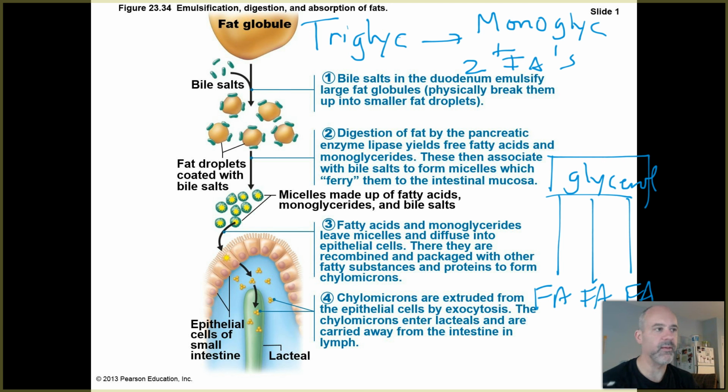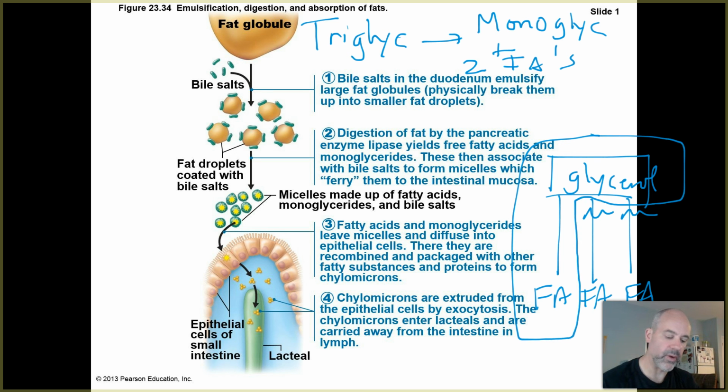So what the enzymes that digest your fats really do is they chop off 2 of those fatty acids, and that leaves you with 1 fatty acid connected to a glycerol. That is called a monoglyceride. Mono because it has 1 fatty acid attached. So it's really your fatty acids and these monoglycerides that get absorbed across the intestinal lining.